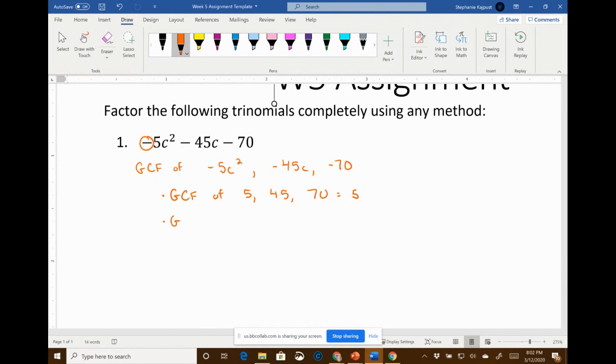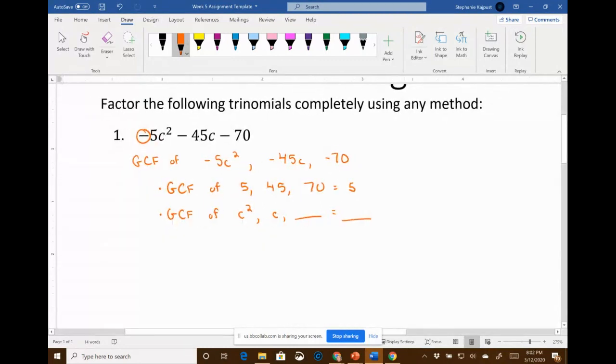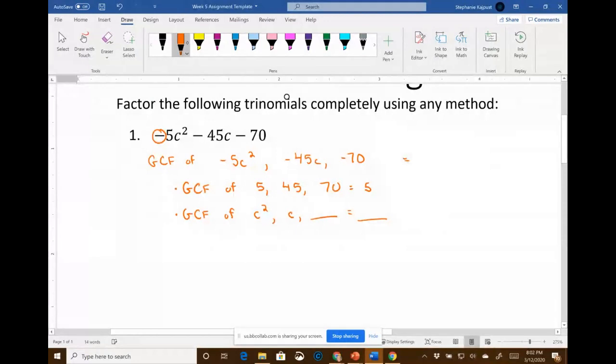And then when you look at the variable parts, you would have c squared, c, and then you have a blank. If c is not present in everything, you can't factor out anything. So there's just nothing that you can factor out here. So your only GCF is going to be 5, and because we have a negative in front, we're going to factor out a negative 5.